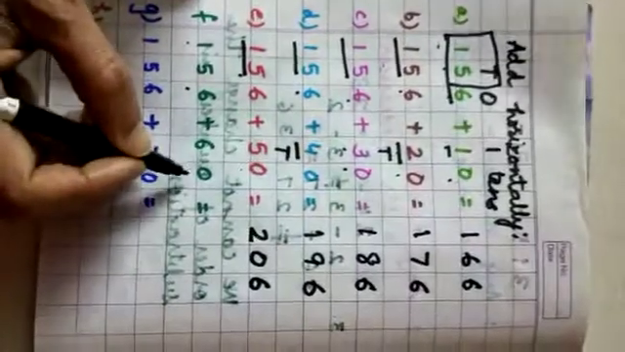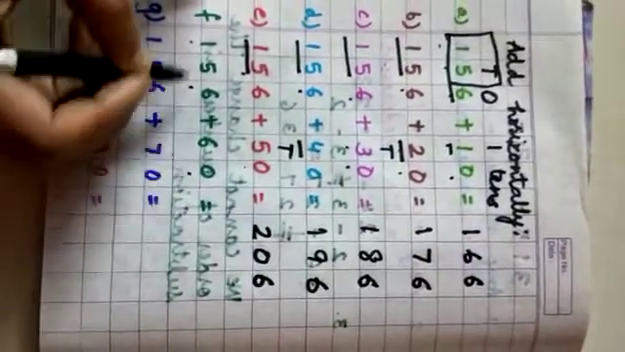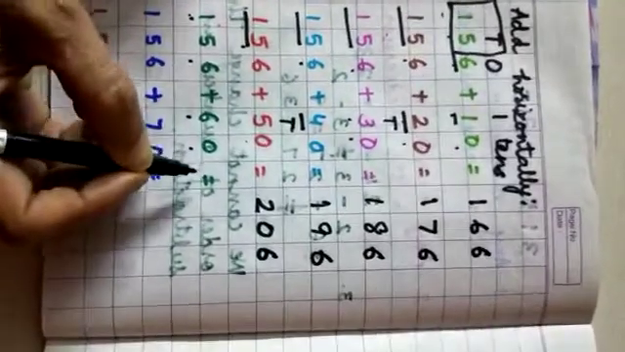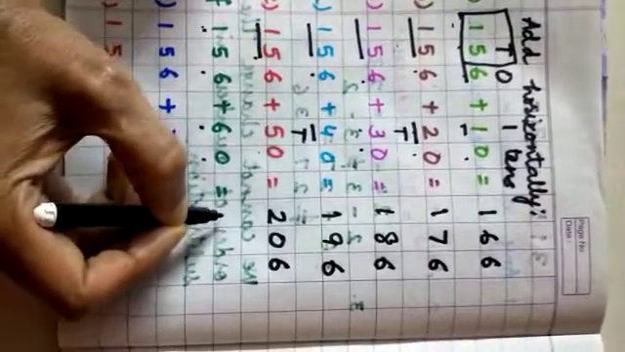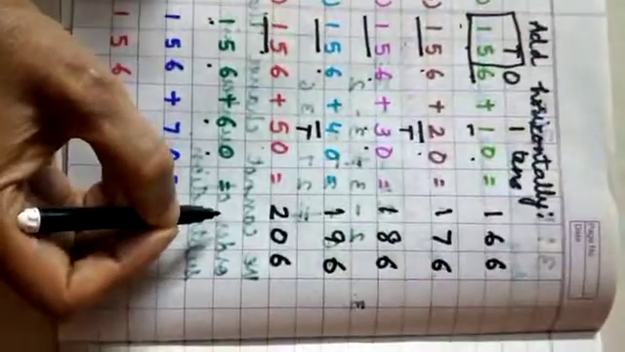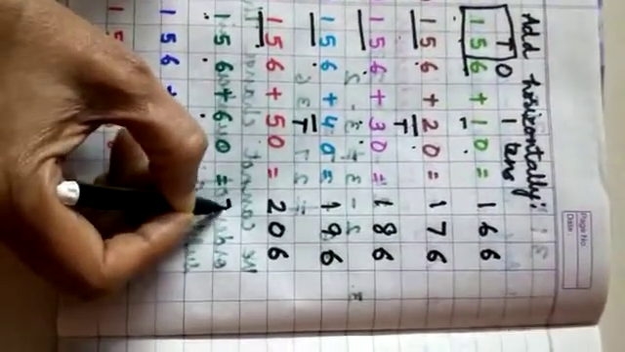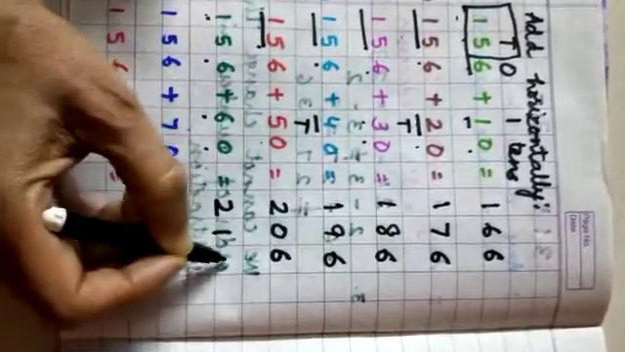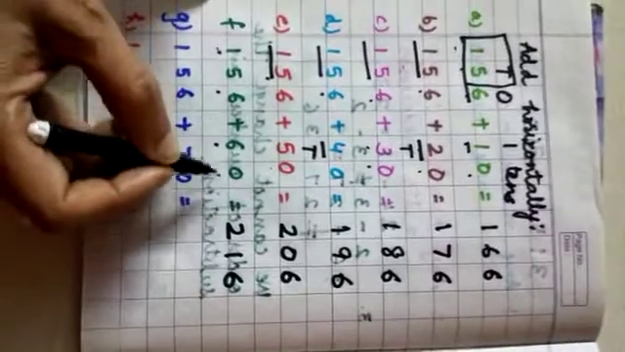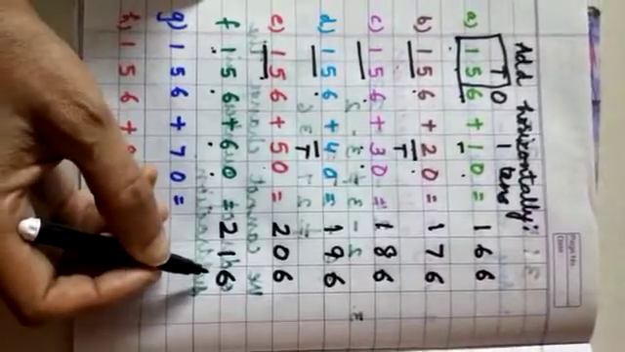156 plus 60, that is 6 tens. 15 tens plus 6 tens: move forward after 15. 16, 17, 18, 19, 20, 21 and 6 ones. 156 plus 60 is 216.